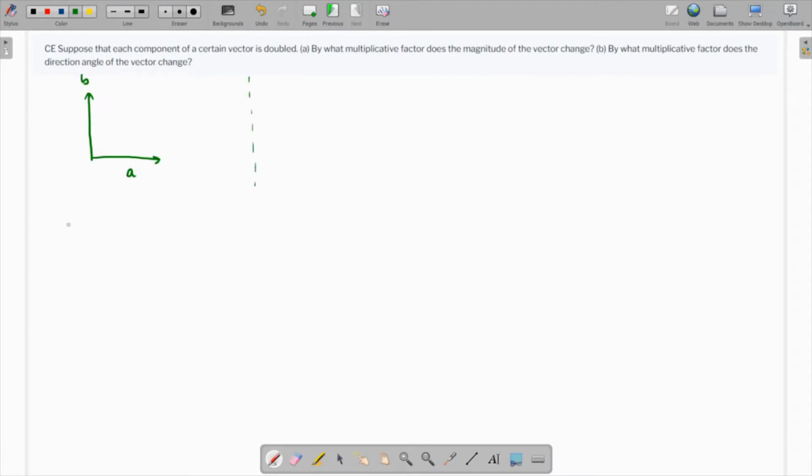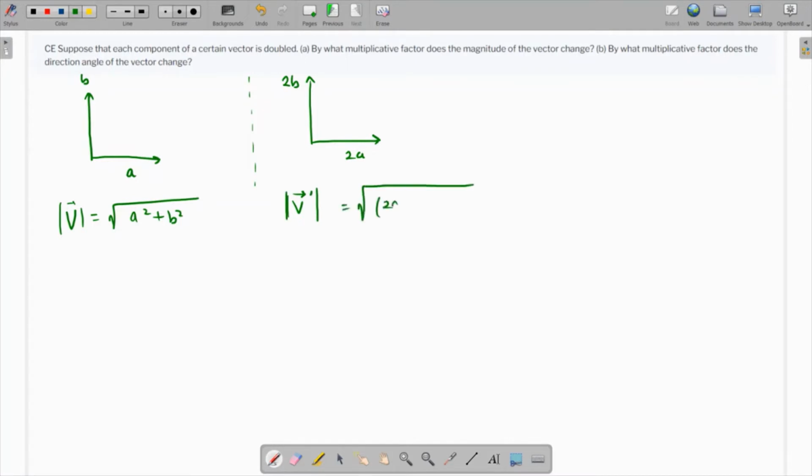So definitely the net magnitude of this vector, let's call it V, is going to be square root of A square plus B square. Now if both the components are doubled, so this is 2A and this is 2B, its new magnitude, let's call it V dash, is going to be square root of (2A) square plus (2B) square. That's square root of 4A square plus 4B square, which is square root of 4 times (A square plus B square).